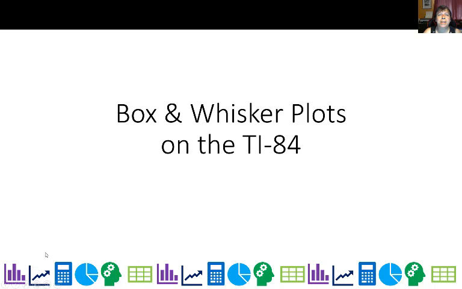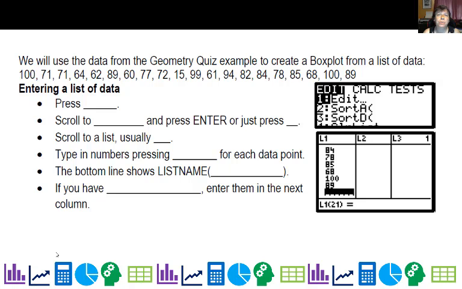Now we're going to use the TI-84 graphing calculator to create a box and whisker plot. I'm going to use the set of geometry quiz data that I had in the notes. So the first thing that you need to do is enter the list of data.